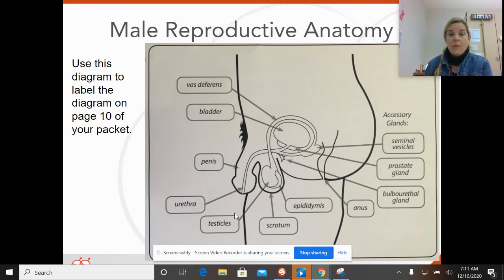Well, what happens if a male doesn't ejaculate? Nothing. All of that sperm that we're making all the time just gets broken down. You break it down, you make more all the time.